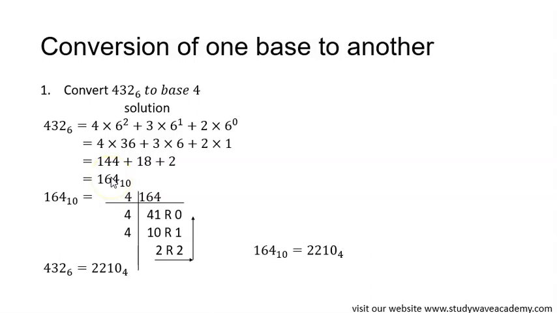So now we are going to be converting from base 10 to base 4. Do you understand? I hope you're not getting confused. We have converted 432, which is in base 6, to base 10, and we have 164. Okay, so now to convert this to base 4, how do we do that?